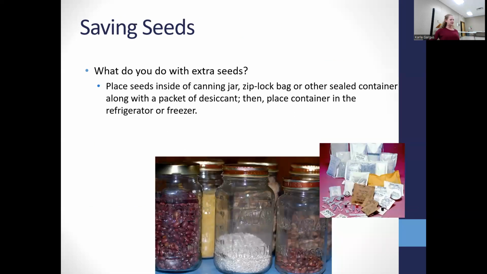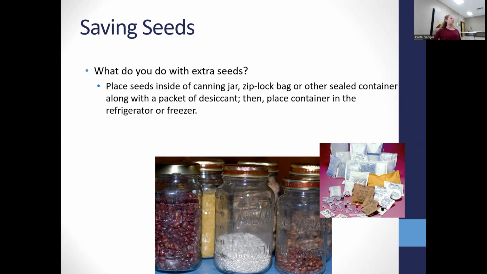And on saving seeds, most seeds will hold the germination for several years. I mean, we get old seeds given to us all the time. We know that the germination rate is going to go down a little bit each year, but they will last for several years if they're taken care of properly.